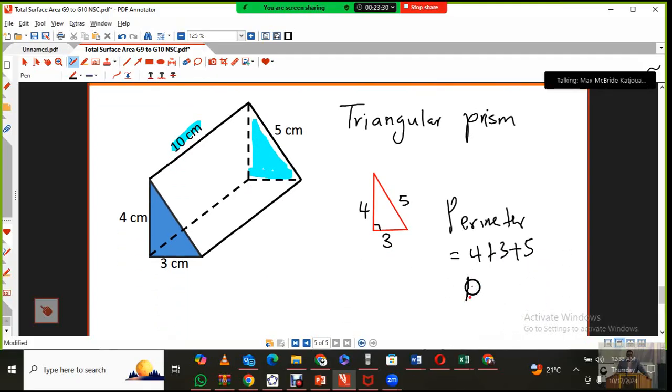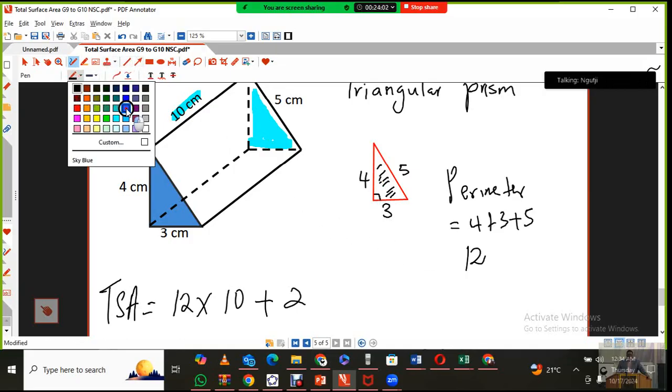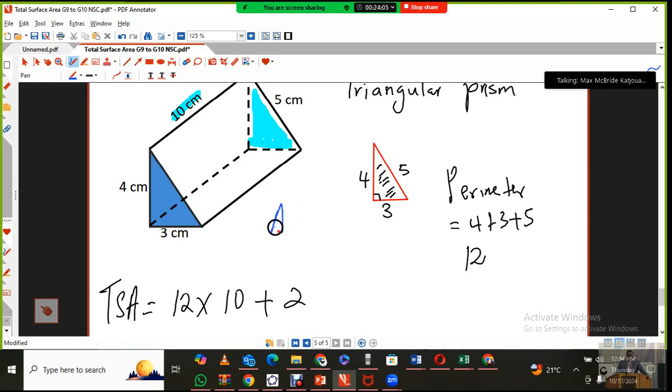So now we know what the perimeter is. What is the height of that prism? 10. So the total surface area is the perimeter, which is 12, times the height, which in this case is the 10, always between, plus 2 times the area of the base. What is the area of the base? How do you find the area of this triangle? What is the formula? Area of a triangle is half.